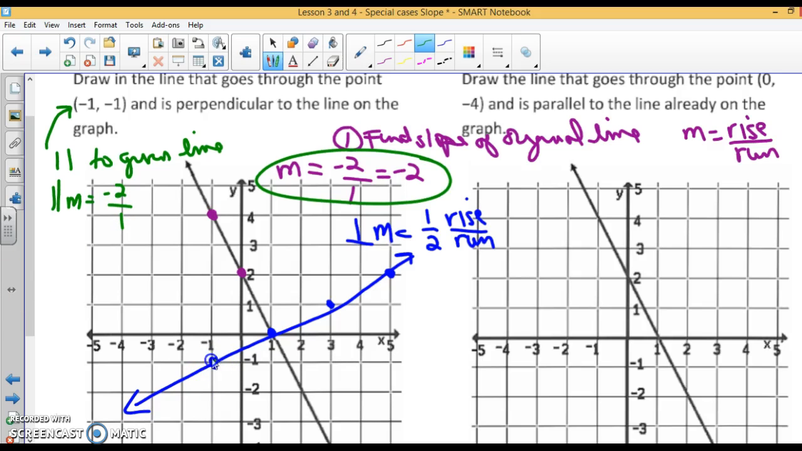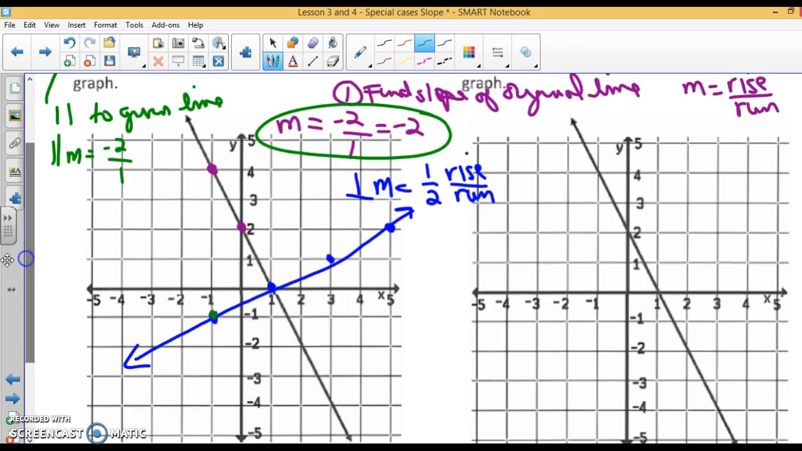So I'm going to put my pencil back on that original point, negative 1, negative 1, and I'm going to rise negative 2. So I'm going to go down 2, right 1, down 2, right 1. Here is the graph of the line that is parallel to the given line.